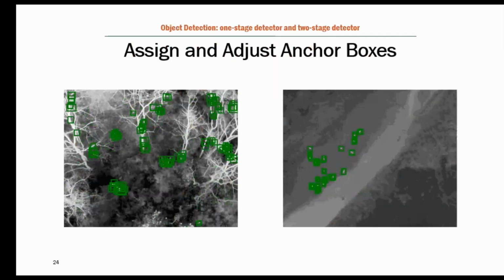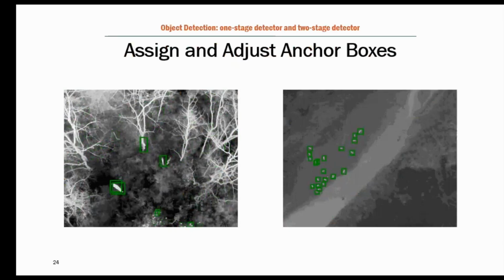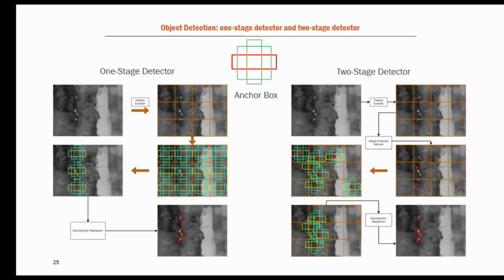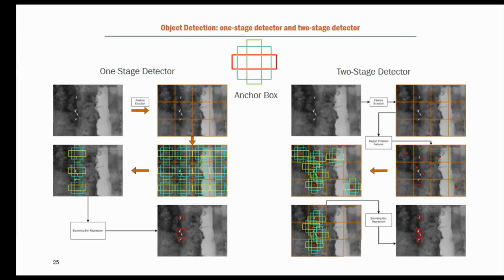Subsequently, the model will begin to adjust the coordinates of these anchor boxes to make them fit the object optimally. Finally, based on the coordinates of these refined anchor boxes, the model can be used to predict the accurate positions of the detected targets. And the main difference between the two types of models is that one-stage detectors will treat all the positions in a feature map as the regions of interest.